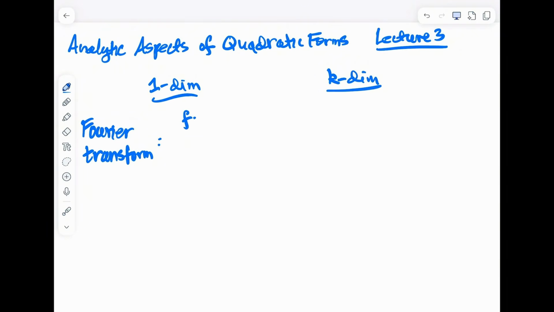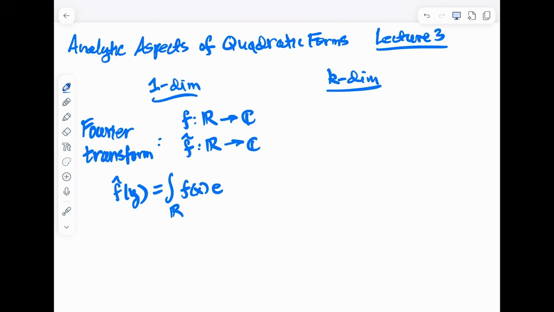if we have a function going from R to C that decays sufficiently rapidly, its Fourier transform also goes from R to C, and the Fourier transform at y is the integral over R of f of x against e to the minus 2 pi i x y with respect to x. So the new variable y in the Fourier transform only shows up on the right side in the exponent. Everything else is the original variable x.